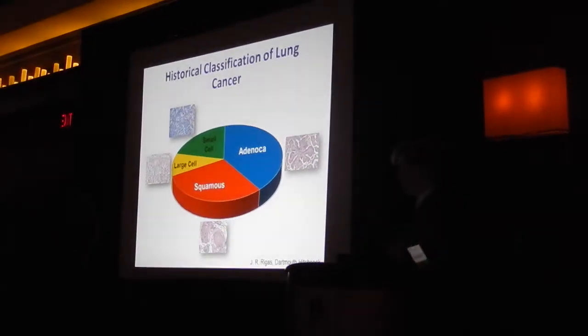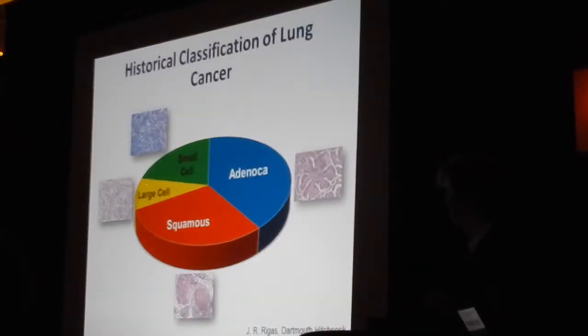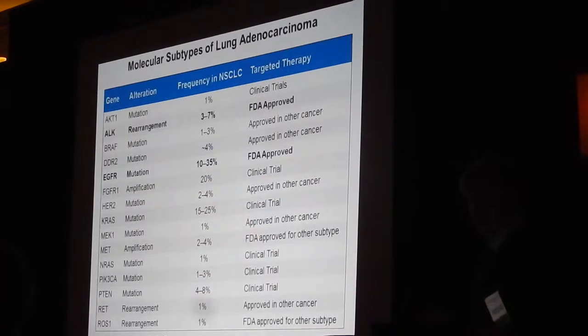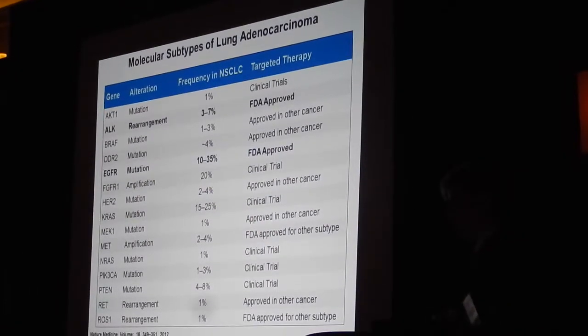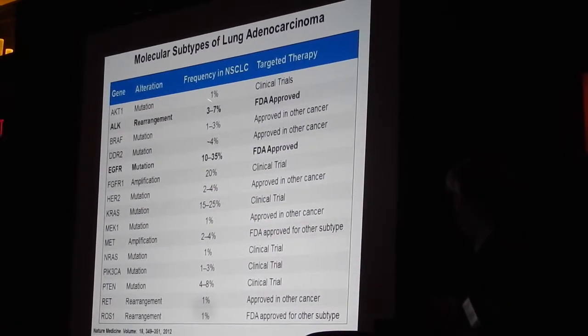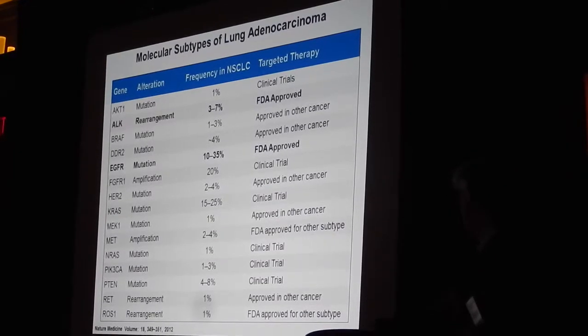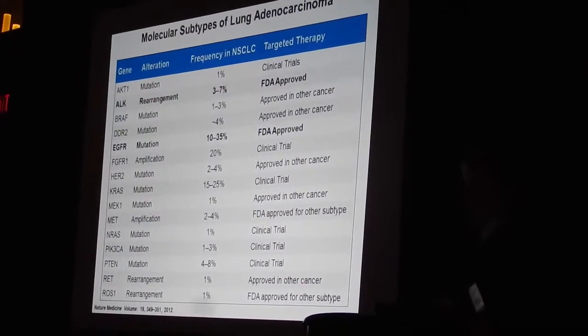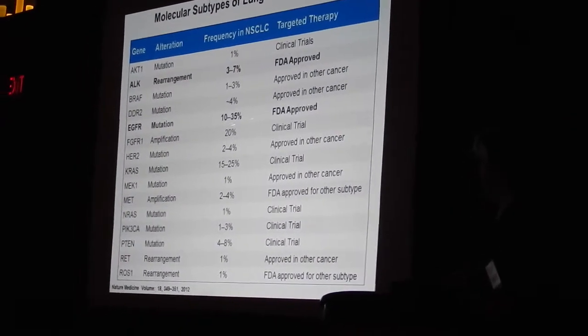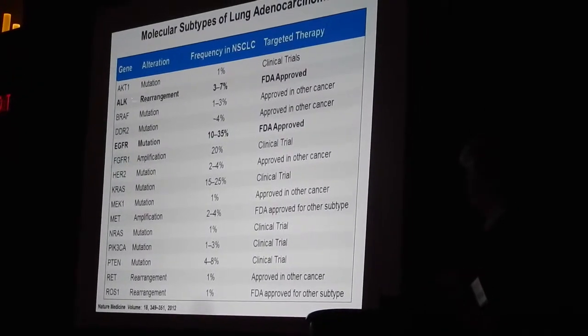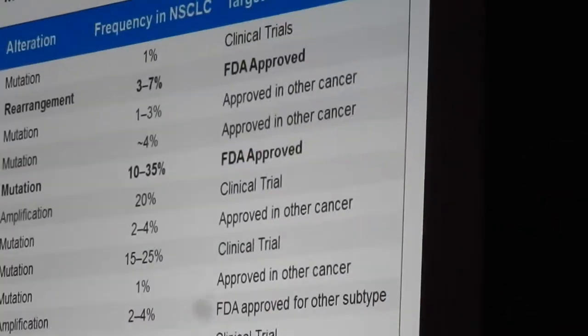So historically, lung cancer, as is well known, was classified based on histology. But now it's being categorized based on its molecular aberrations. And there's a lot of different molecular alterations that have been found in lung cancer. Both EGFR mutations and ALK gene rearrangements have drugs that are FDA approved.